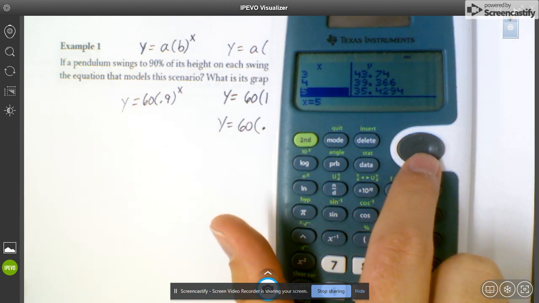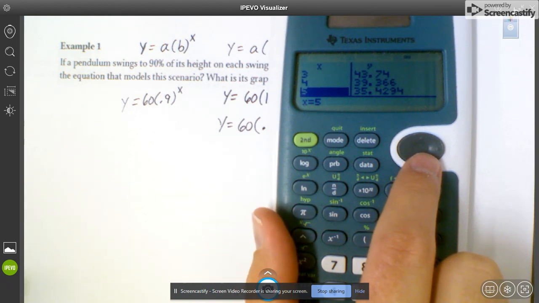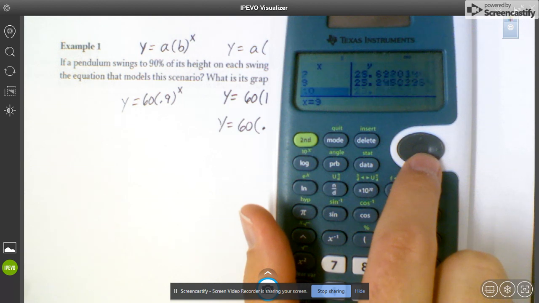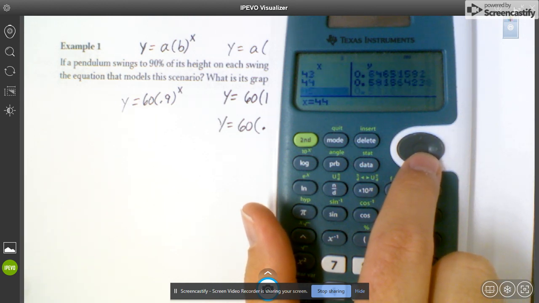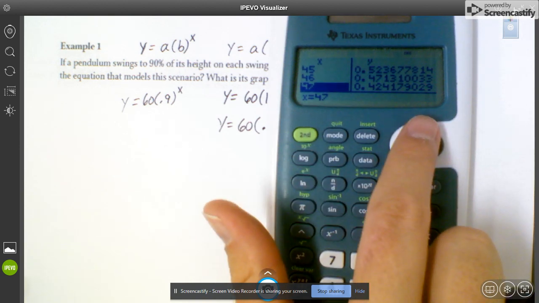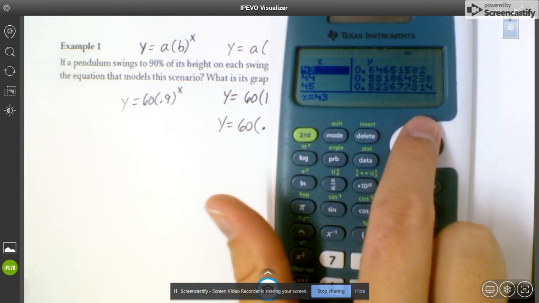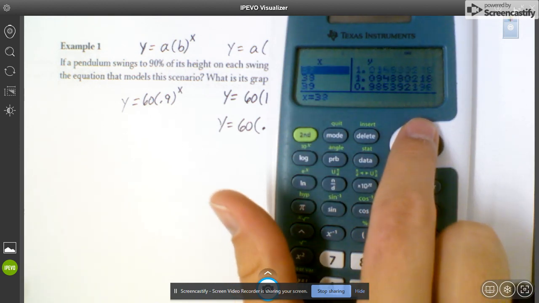So after 5 swings, we've dropped to a height of 35.4294. And we can keep going down. And what you should notice is if it keeps being at 90%, we're not dropping by as much each time. That's what an exponential function does. It's a graph of a curve. And the one thing that will never happen is we're going to get super close to 0, but we're never actually going to hit 0. We'll talk about that a little bit more in depth later.